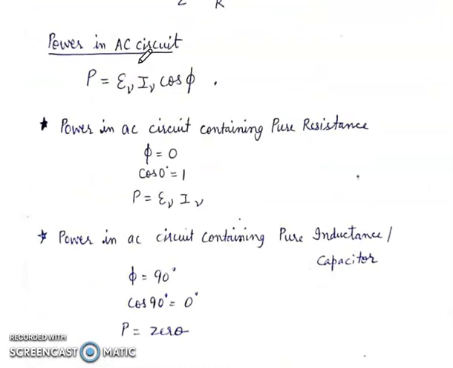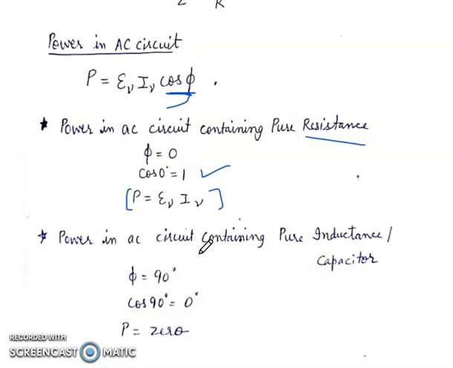Power in an AC circuit. The formula of power is P is equal to E rms I rms cos phi. Cos phi is known as the power factor. Power in an AC circuit containing pure resistance. When a pure resistance is connected to an AC source, then there is no phase difference between E and I. So phi is 0, cos 0 is 1. P will be equal to E rms I rms. This is the maximum power.